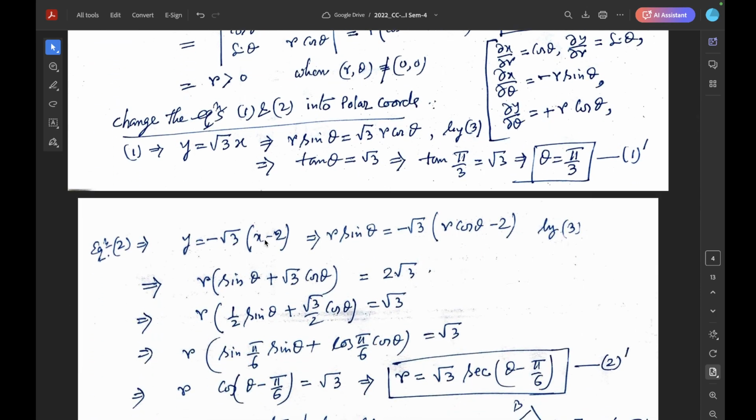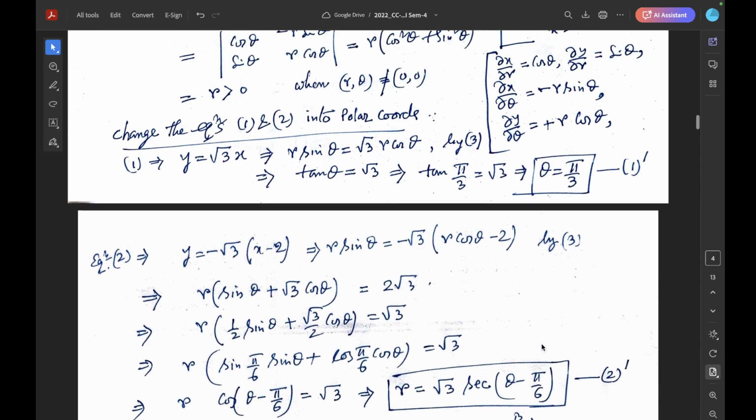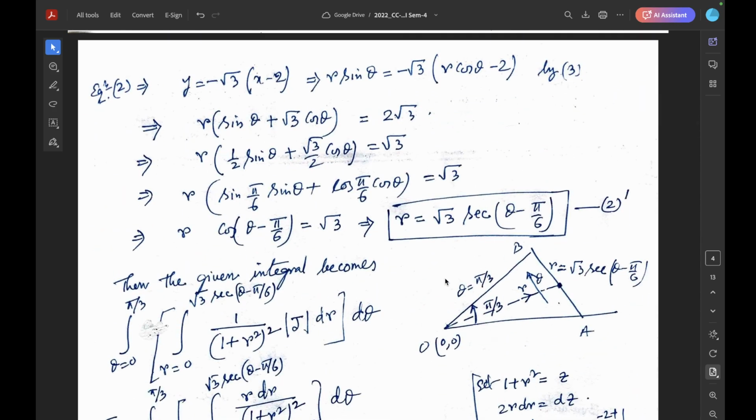And equation 2 becomes this, so we get r equal to root 3 sec of (theta minus pi by 6), which is the equation of the line AB. So in r theta form, this is the polar line, the initial line OA, that is the x-axis, and this is OB, the equation theta equal to pi by 3, and this line AB is r equal to root 3 sec(theta minus pi by 6). So r changes from 0 to root 3 sec(theta minus pi by 6), and then theta changes from theta equal to 0, the initial line, to theta equal to pi by 3.